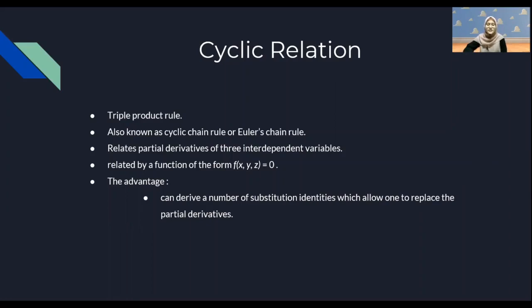Cyclic relation relates partial derivatives of three interdependent variables. The three variables can be related by a function of the form f(x, y, z) equals 0. The advantage of using the cyclic relation is that it can derive a number of substitution identities which allow one to replace partial derivatives which are difficult to experimentally measure or evaluate.